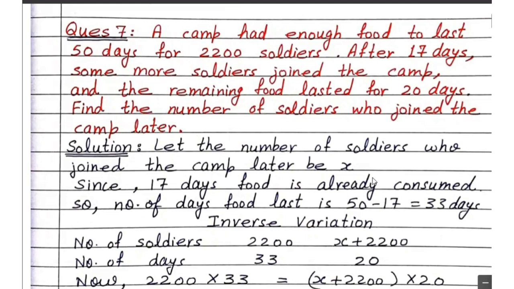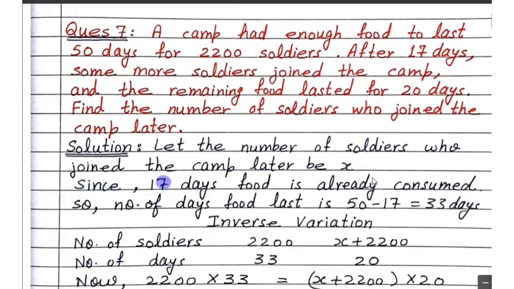Now children, let the number of soldiers who joined the camp later be X. Since, now this is very important, understand this carefully. 17 days of food is already consumed, so the number of days the food lasts will be 50 minus 17, that is 33 days. I'll repeat this.